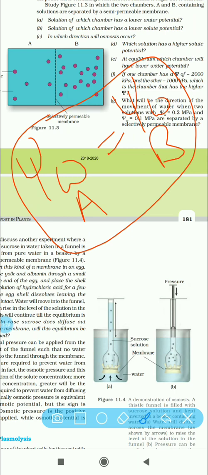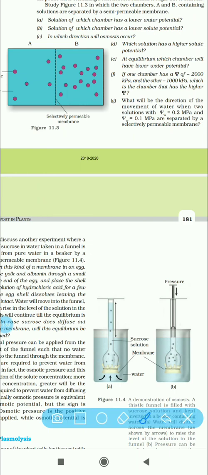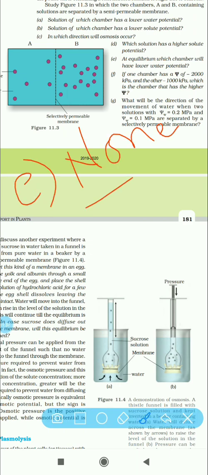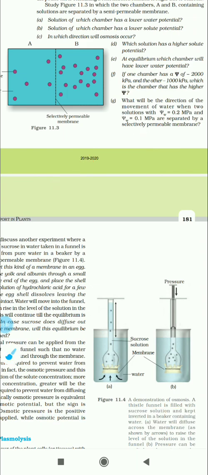So none of the chambers will have higher water potential. For E, the answer will be none. The next question is about the pressure potential, or psi, as they have denoted. In question G they have mentioned psi W, so that is water potential. So here, in the F question, I am taking it as the pressure.